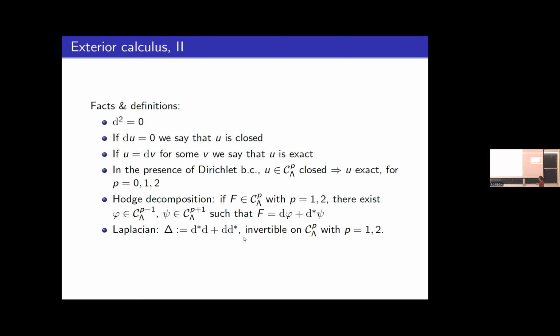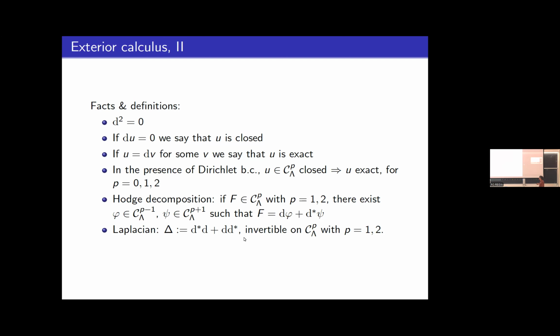So Hodge decomposition is this nice property that if you have a P-form, in this case you should choose P equal 1, 2, then you can always decompose it as a sum of an exact part plus a non-exact part, which is the D star of something else. So there is always this decomposition. This is a nice fact.